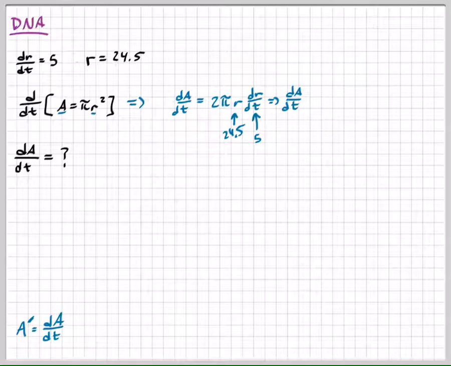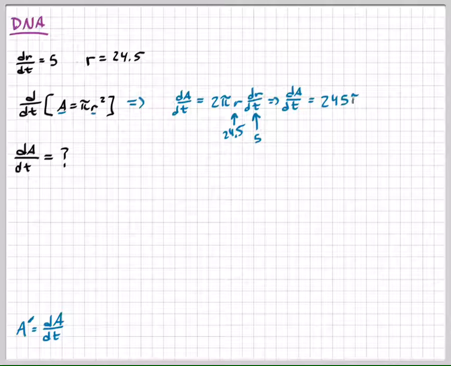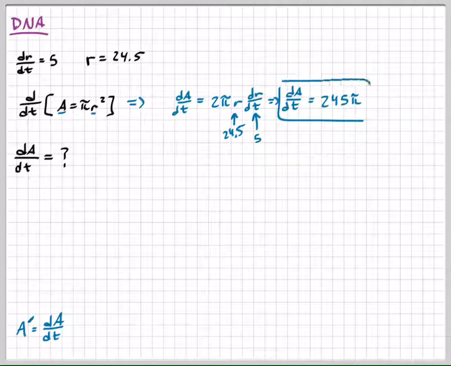And then we're going to go 2 times the 5 first, because it's all multiplying, so we can change the order in which we are multiplying them. And so we have a 10. And what is 10 times 24.5? Just move the decimal. 245. And then we have pi. That's it.